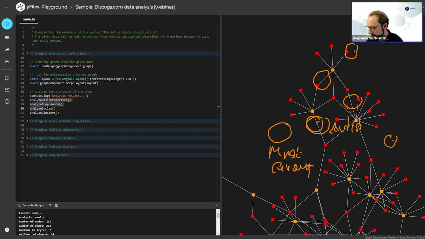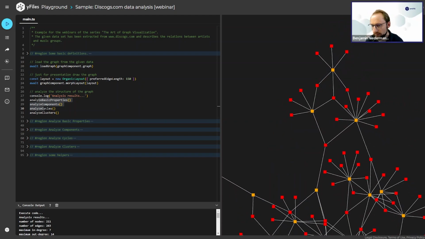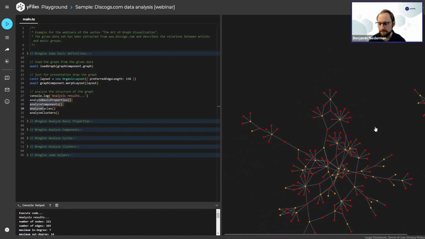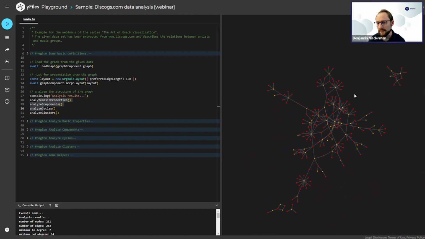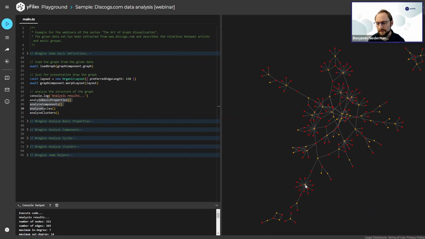And if we just clear this, and have a look at this very simple layout, we already get some information, like, okay, there are some disconnected components, so they are not all connected in this network. And then we also have these artists with many single music groups.